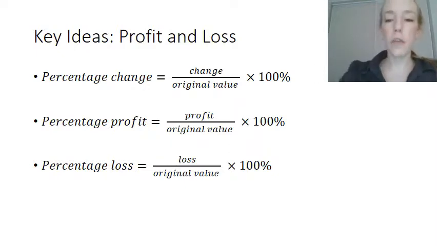Okay, so just a few more formulas here that would be useful. We have looked at something similar in previous videos. The percentage change is the change over the original value times 100, and that would give you the percent that it's changed by. The percentage profit is the profit over the original value times 100, and the last one is the percentage loss, which is the loss over the original value times 100. So we'll do some examples. Just make sure you've got those formulas. They're quite easy to use.